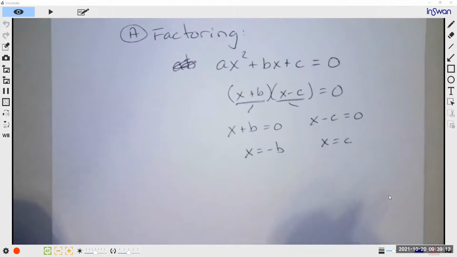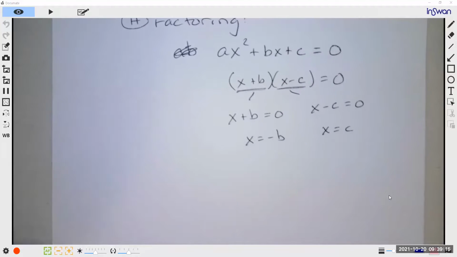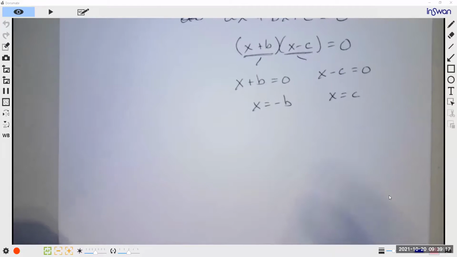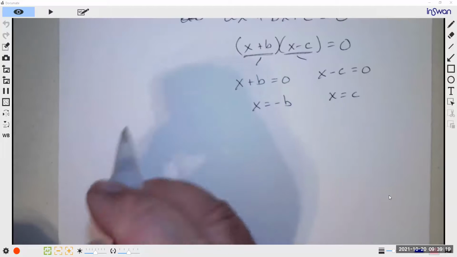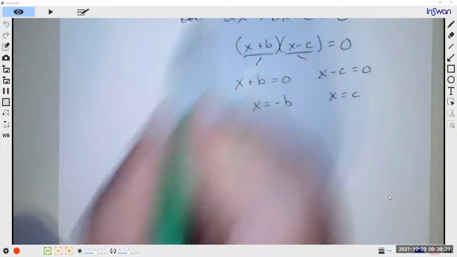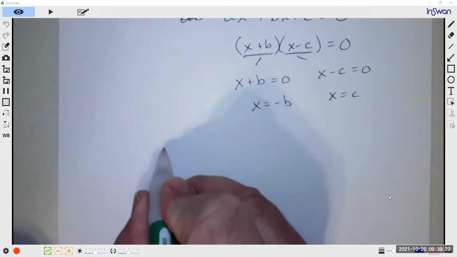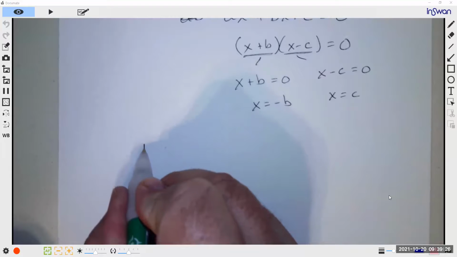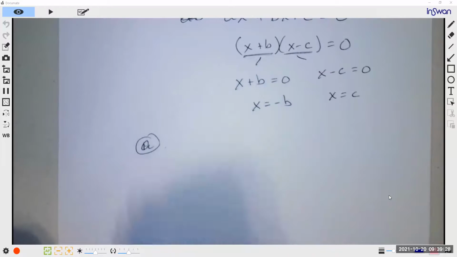So far, so good? Yes. All right. Now, in factoring, there are 2 types.